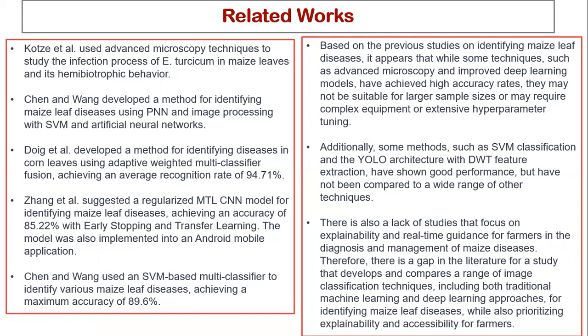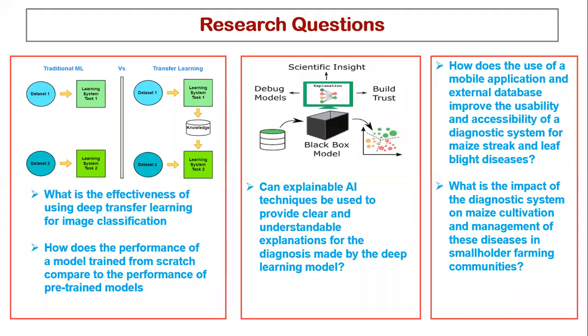And also, most of these techniques are complex and they're not easy for people to understand, so they will need some explanations. And also, in terms of accessibility, most of the techniques used required extensive hyperparameters and extensive technologies to use. So that means we shall need equipment that is easily accessible to these small scale farmers. Now, this brings us to the research question.